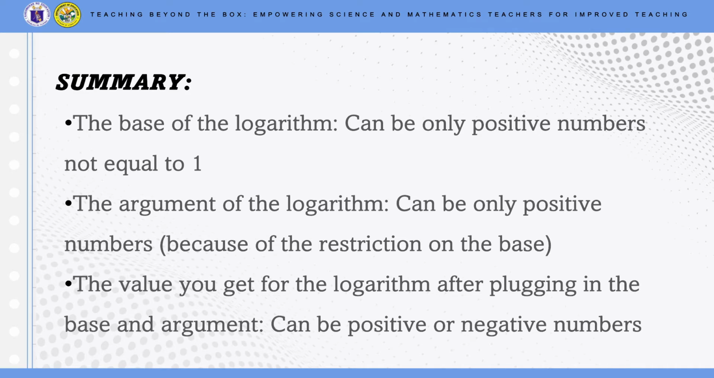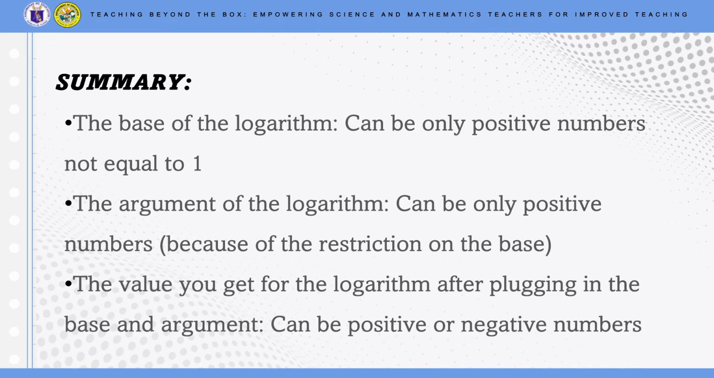b raised to the logarithm of x base b is equal to x. For common logarithm, we have 10 raised to log x is equal to x. The logarithm of 0 base b is not defined. Also, the logarithm of negative x base b is not defined. We have also the change of base formula. Log x base a is equal to the logarithm of x base b over the logarithm of a base b.